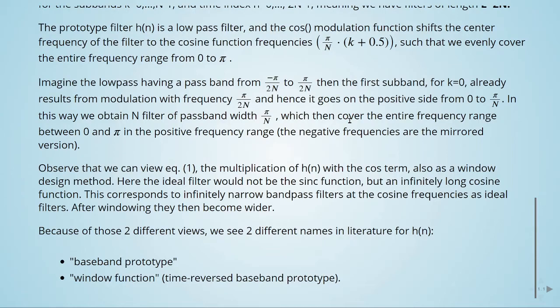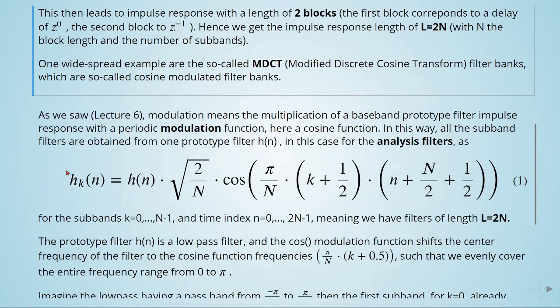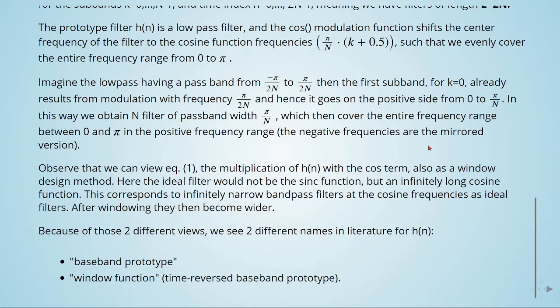Observe that we can view in equation 1, again here, the multiplication of h of n with the cosine term also as a window design method. So we can see this multiplication like we've seen before with the window design method. Here, the ideal filter would not be a sinc function, but an infinitely long cosine function. This corresponds to infinitely narrow bandpass filters at the cosine frequencies as ideal filters. After windowing, they then become wider.